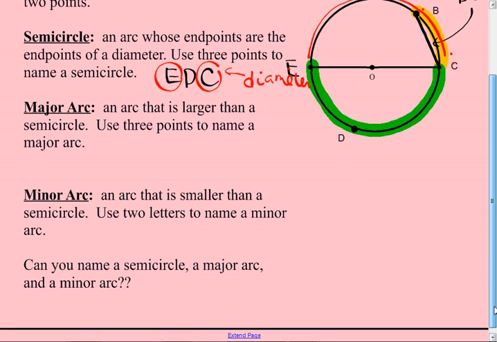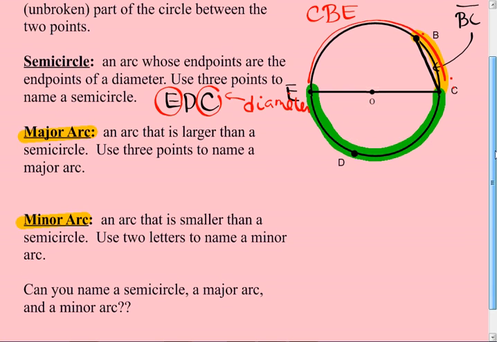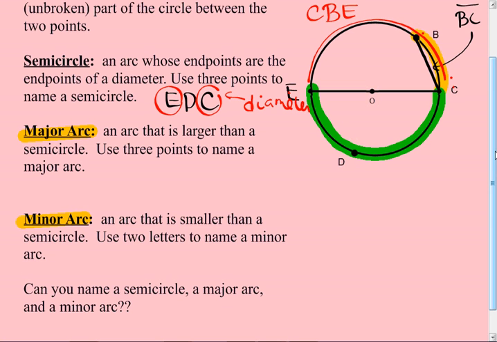Okay, a minor arc. Because we're going to find relationships between arcs. Sorry, I missed major arc. Major arc is an arc that's larger than a semicircle. So if I want to talk about, let's see, this arc right here, from E all the way around here to B.